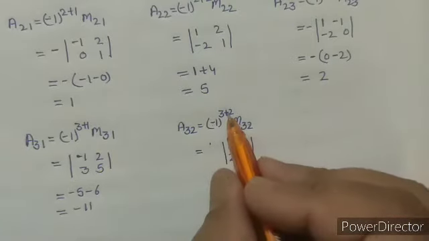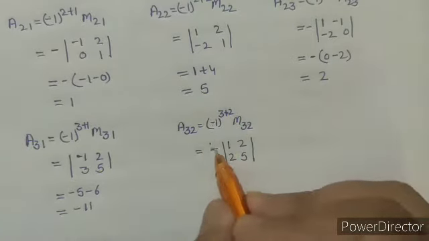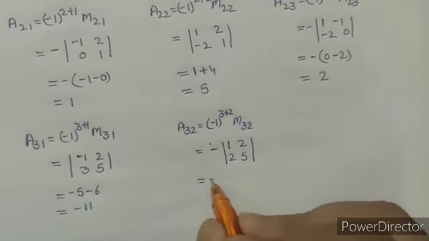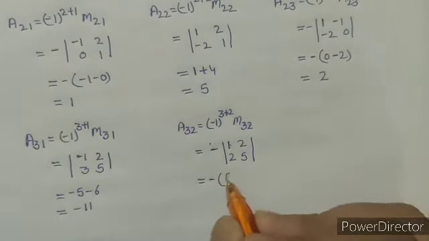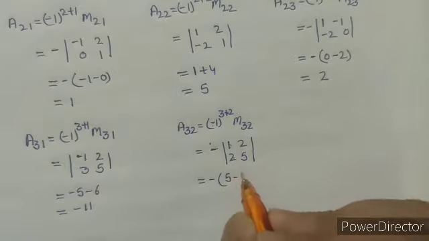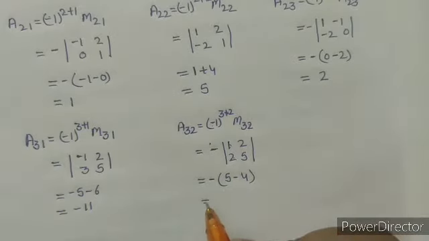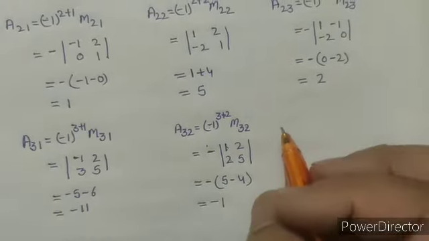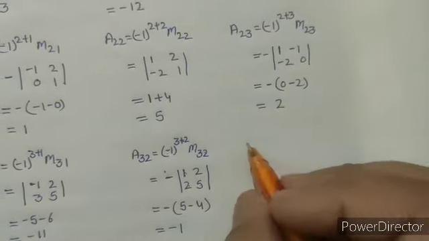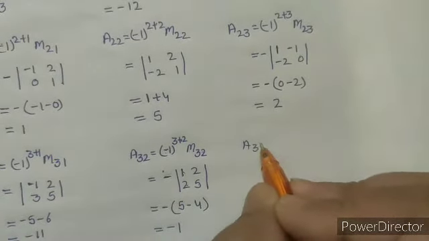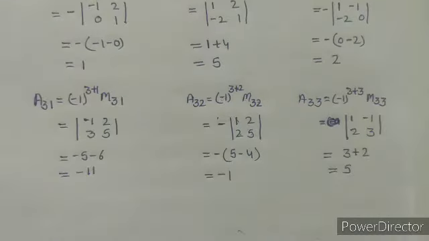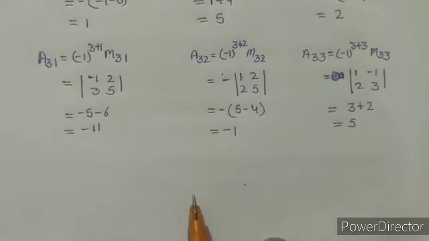Now minus 1 raised to power 5 will give us the negative sign, and that will be minus 1 into 5 minus 2 into 2, which is 4, and that will be equal to minus 1. Similarly, A33 will be equal to 5.